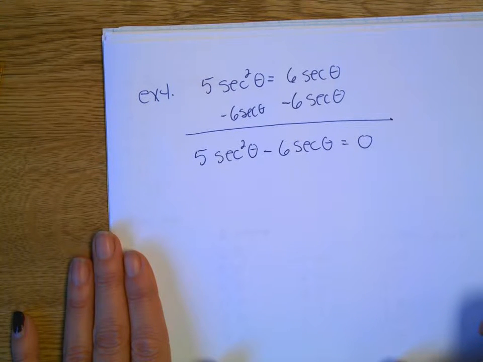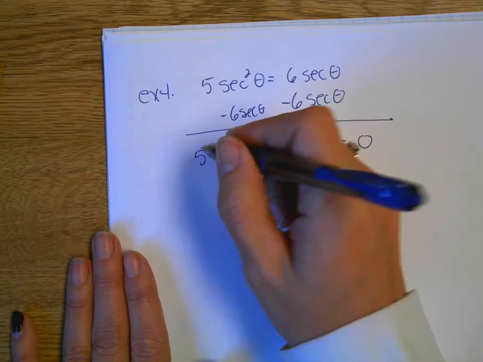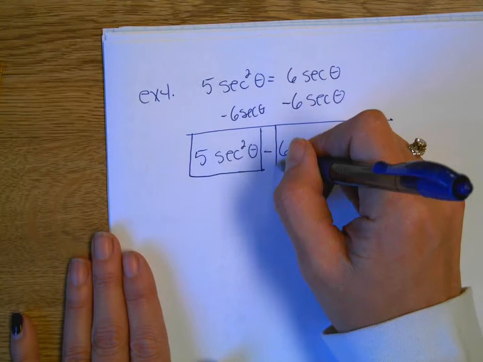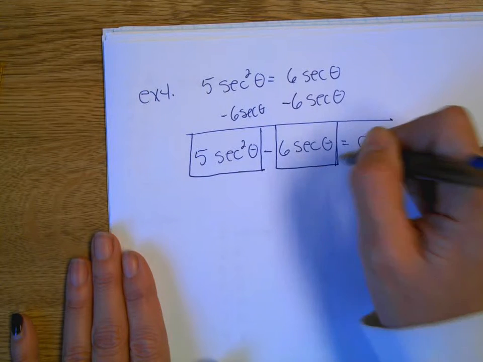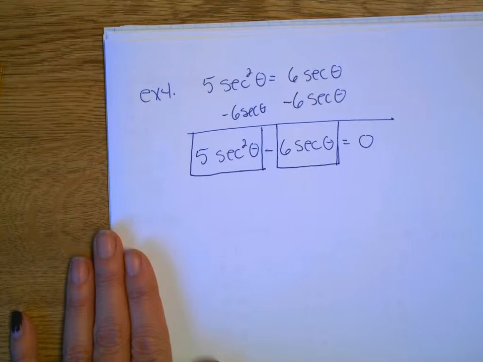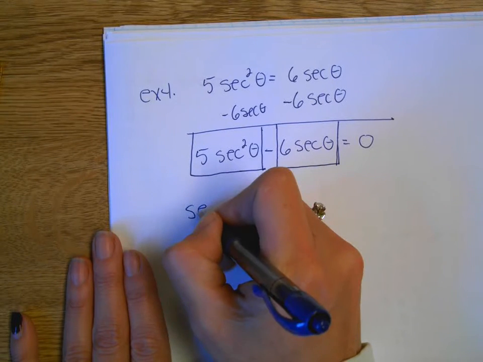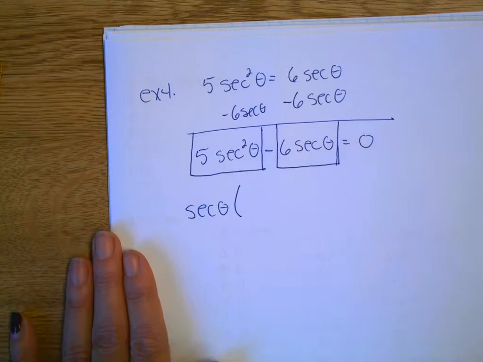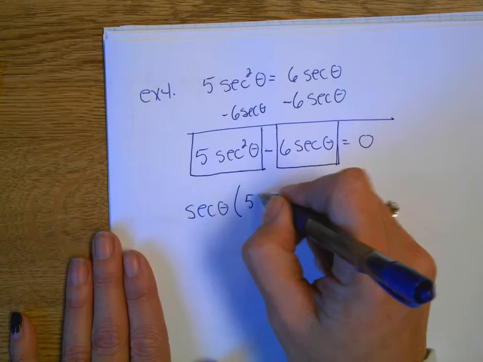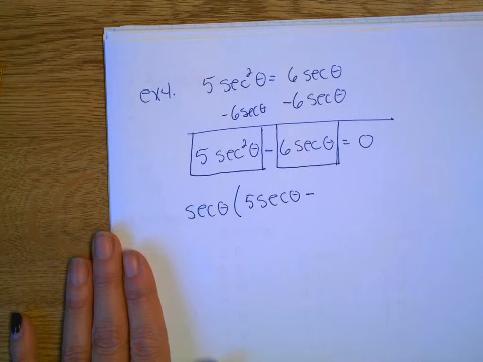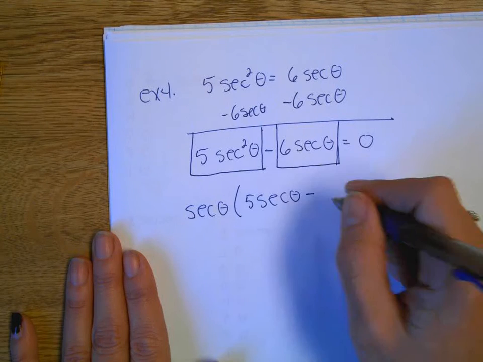Yeah. What's my technique? The baskets. Think of the baskets. You think of the baskets when you got two things separated by a sign. What can I take out of each basket? Secant can come out. What's left in the first basket? 5 secant. Okay. 5 secant minus 6.